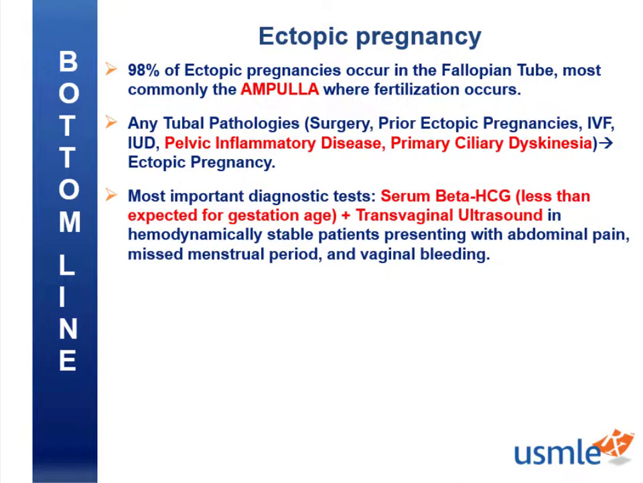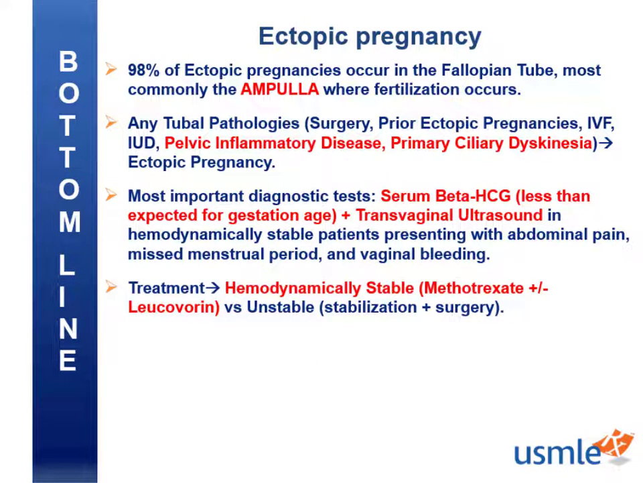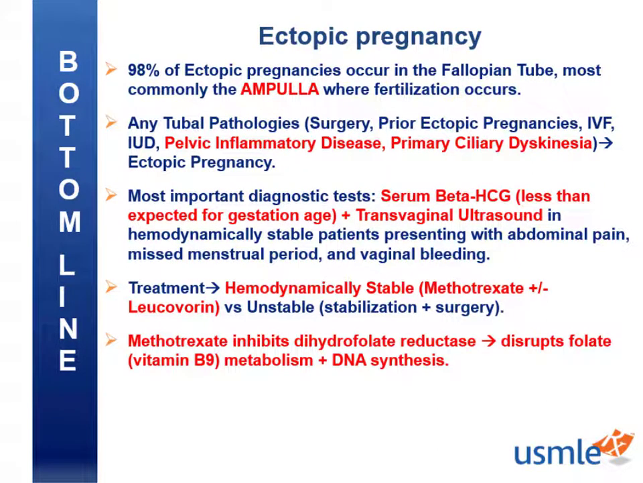When diagnosing ectopic pregnancies, the most important tests include a serum beta-HCG, which is lower than expected for gestational age, and a transvaginal ultrasound in a hemodynamically stable patient presenting with abdominal pain, missed menstrual period, and vaginal bleeding. Treatment for a hemodynamically stable patient usually involves methotrexate with or without leucovorin, while unstable patients require immediate stabilization and surgical consultation. You must know that methotrexate inhibits dihydrofolate reductase, which disrupts folate, vitamin B9 metabolism, and DNA synthesis.